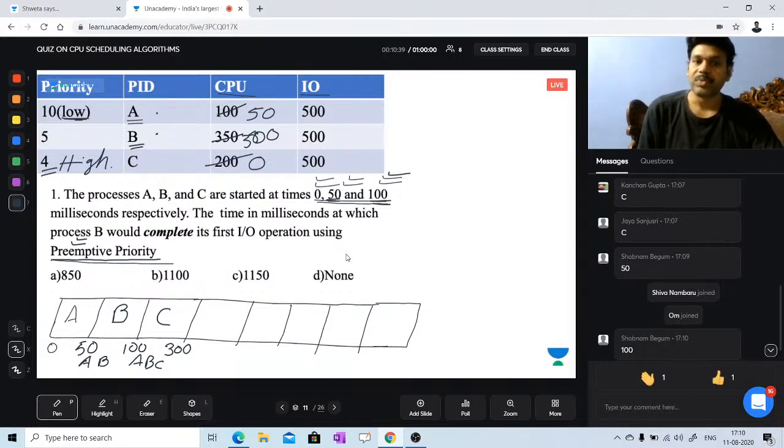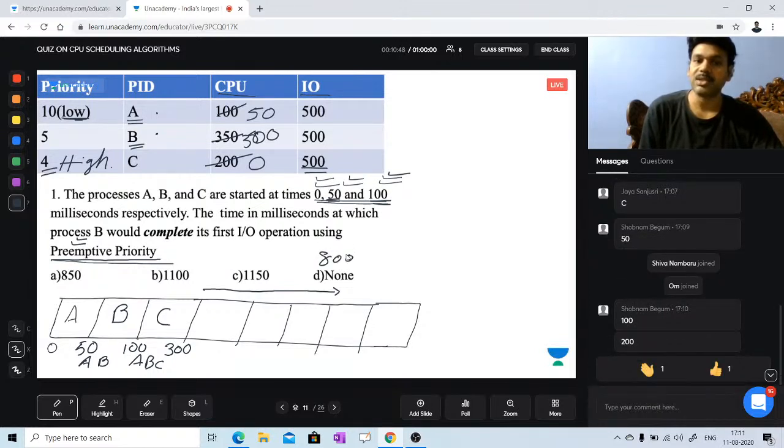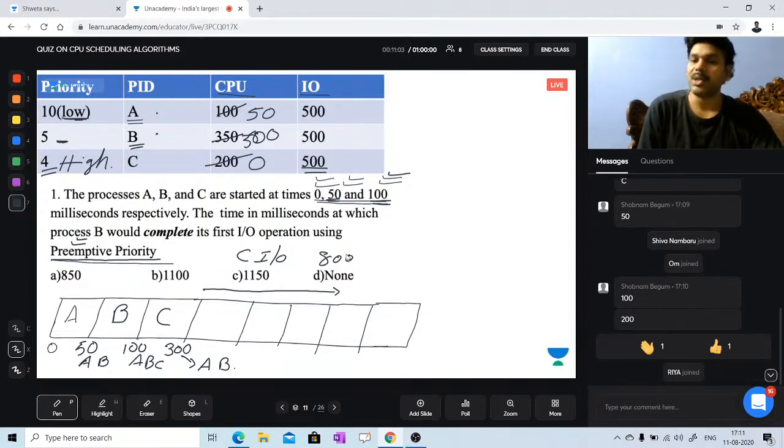Then after that, C is going to enter into its IO. How many units does it require? IO 500 units. So 300 to 800 is C's IO. During that there is a race between two processes, A and B, because C is not in the race. By comparing A and B, we come to know that B has the higher priority than A. So B is going to be the higher priority every time till this 800.